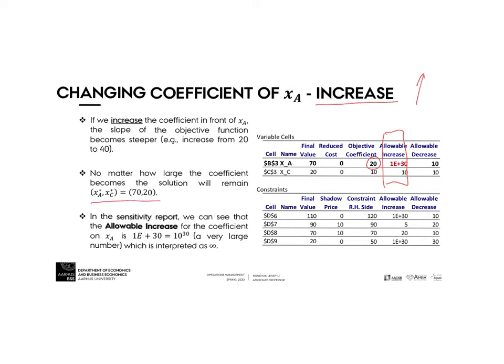They will remain as 70, 20. In this case, we see from the results that the allowable increase for the coefficient of xa is 1E+30. That means you can increase to infinity and the optimal solution will not be changed. So that's basically what we wrote in the third part. Now you can see we focus on allowable increase in your sensitivity report. So this is a sensitivity analysis report.